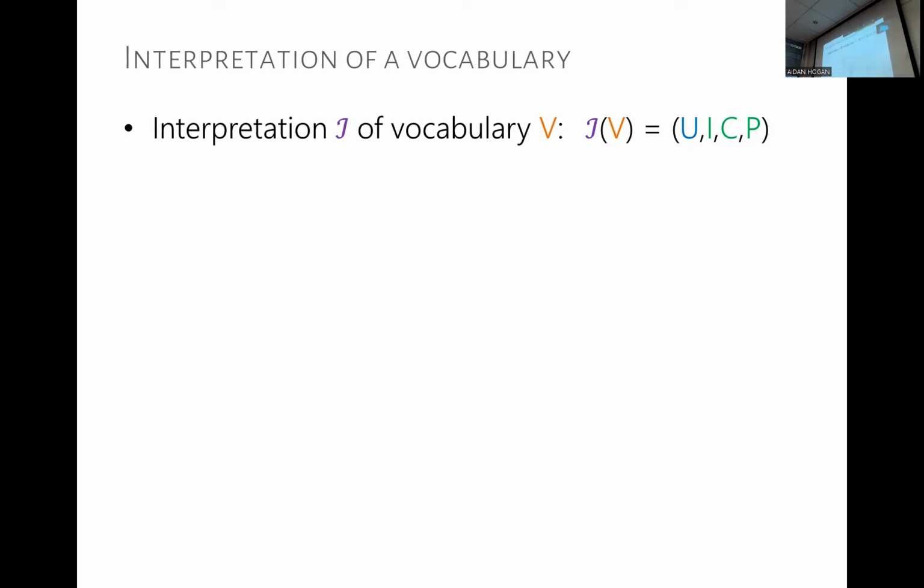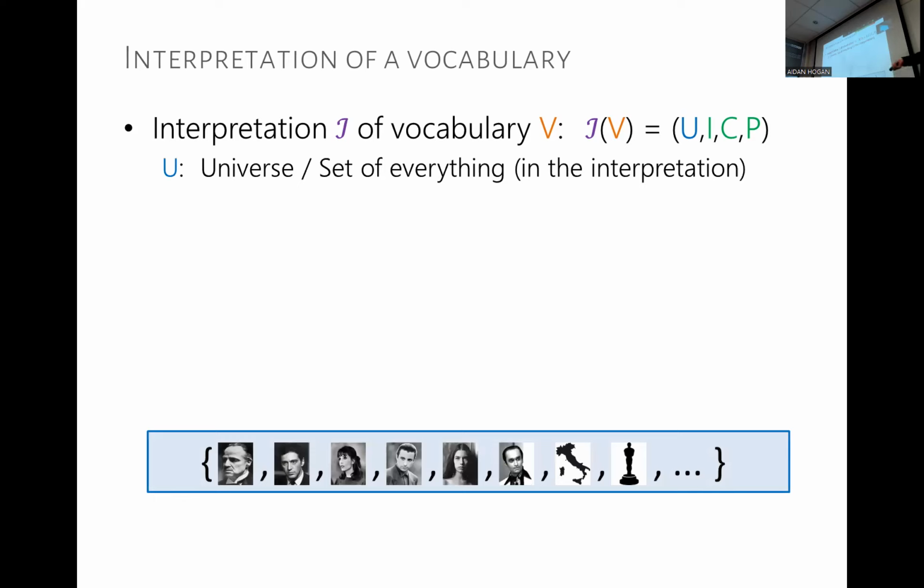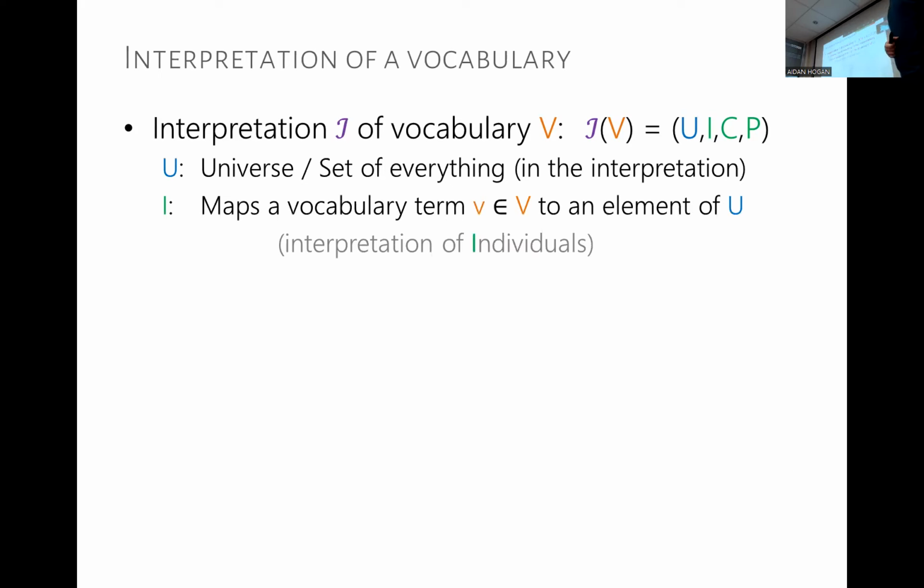And U we've seen already. So U is the universe, it's the set of everything in this interpretation. It's essentially all the things that we can talk about in this particular interpretation. Here's our example I again, where we have all the things we might want to describe: real world entities, relations, classes we might want to describe.